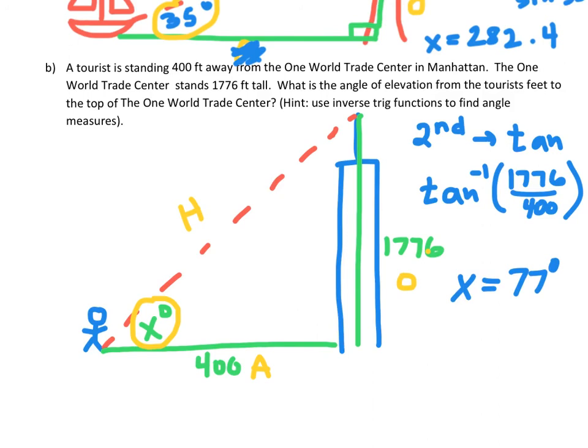Thank you for joining me today. This has been Mr. Rengel. We worked on our learning targets of identifying the sine, cosine, and tangent ratio. Secondly, we found missing sides using sine, cosine, tangent. Then lastly, we found missing angles using sine, cosine, tangent.